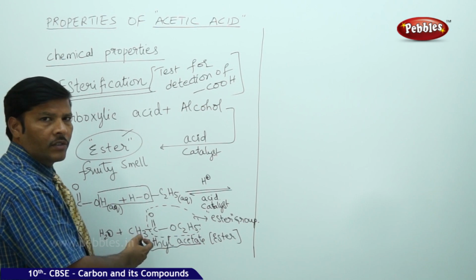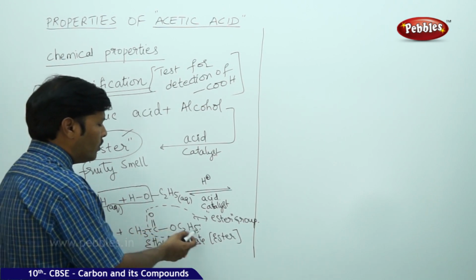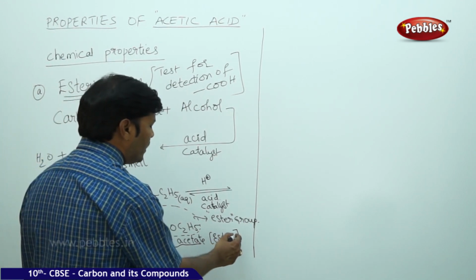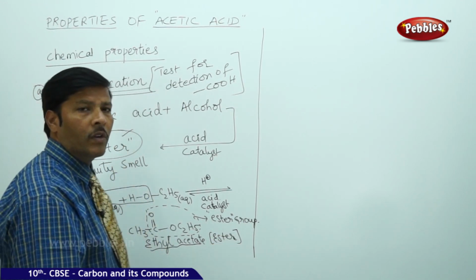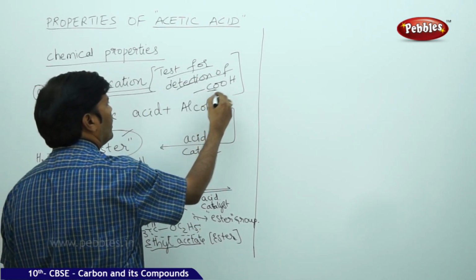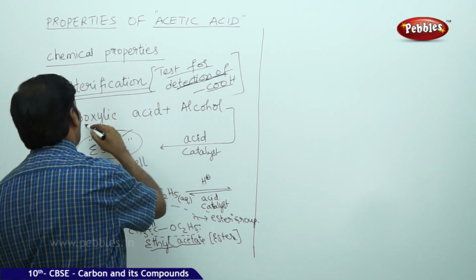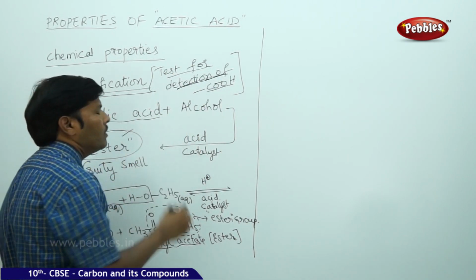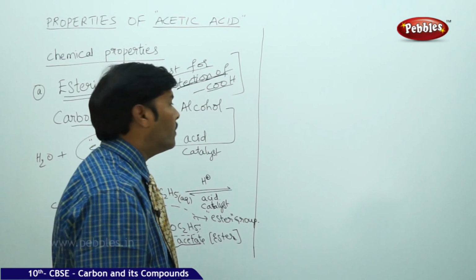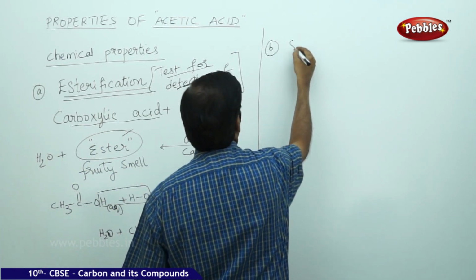The formula of ethyl acetate is CH3 single bond carbon double bond oxygen single bond OC2H5, which is the ester. So once the ester is formed, that fruity smell is confirmed. Once the fruity smell is confirmed, that means we have detected the carboxylic group in the carboxylic acids. So this is the test for carboxylic acid in the form of esterification. Next, the second one is saponification.